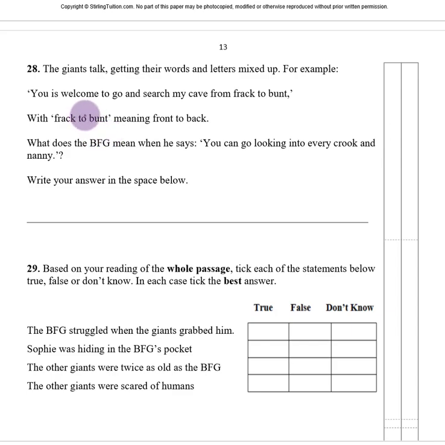Okay, the giants talk getting their words and letters mixed up. For example, you is welcome to go and search my cave from frack to bunt, with frack to bunt meaning front to back. What does the BFG mean when he says you can go looking into every crook and nanny? Write your answer in the spaces below. So what he's done is he's basically switched around the words and got them a little bit mixed up. So it's every nook and cranny is what the answer would be there.